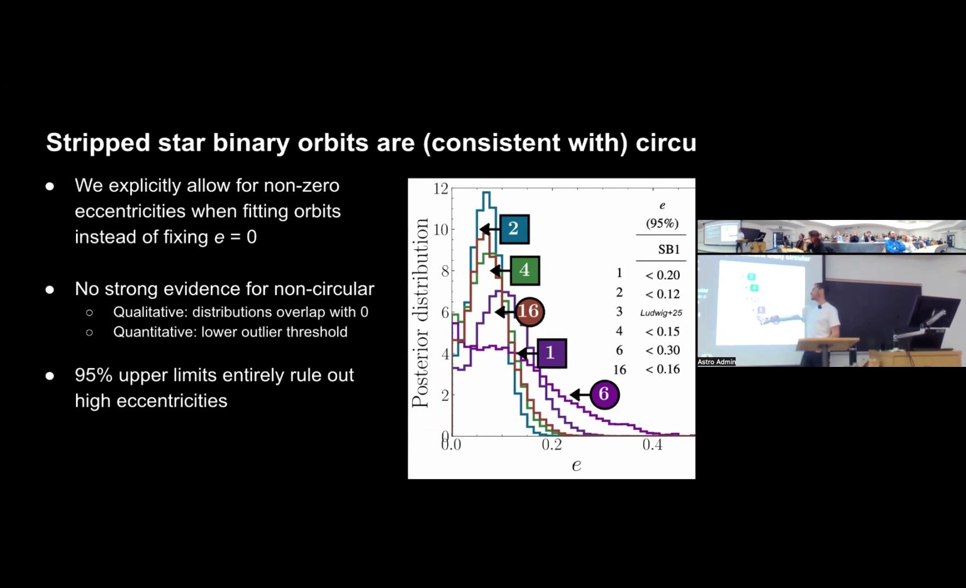Qualitatively, you can see that these distributions are overlapping with zero, but quantitatively, we can compute something called the lower outlier threshold, and we can figure out that zero is not an outlier relative to any of these distributions. And as such, we don't find any strong evidence for eccentricity in our sample. Instead of quoting measurements, we therefore quote 95% upper limits, which pretty much rule out high eccentricities. So our upper limits range from 0.1 to 0.3.